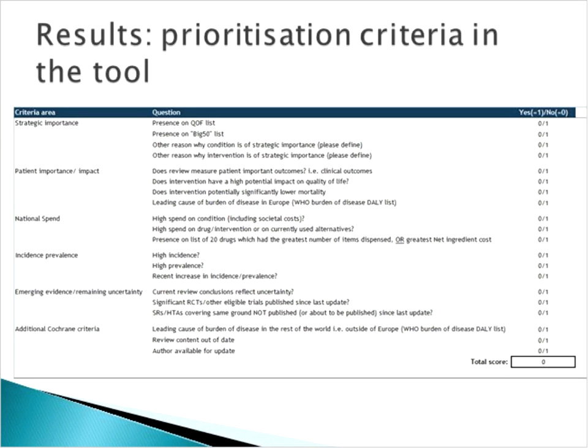So within each of these 5 topics, there were questions specifically around those topics that we thought perhaps could be measured and ranked. So we've got, for example, under strategic importance, presence on the QOF list, which is a UK quality framework list. And in the right-hand column, if your review that you were considering for updating was on the QOF list, you would assign it a 1, and then you would carry on going through all the scoring and coming up with a score for the total of that review.